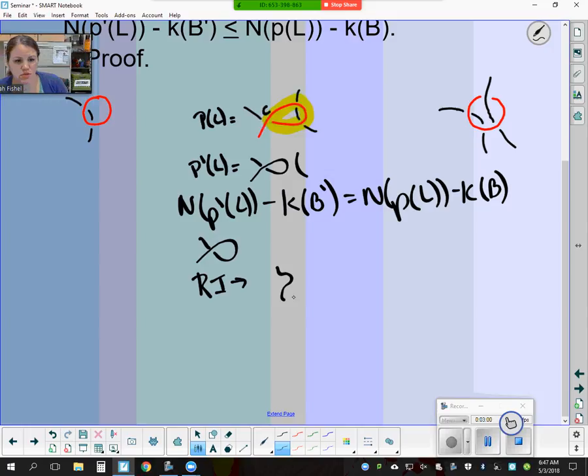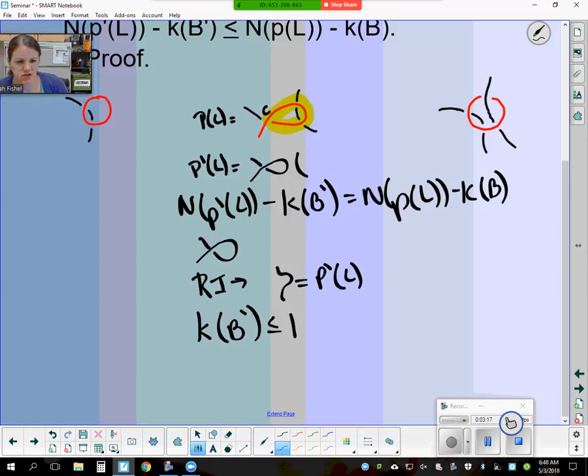Since the Reidemeister 1 move eliminates exactly 1 crossing, then we can say if this is our new projection right here, then the bridge length or bridge number has to be less than or equal to the original projection's bridge length minus 1.